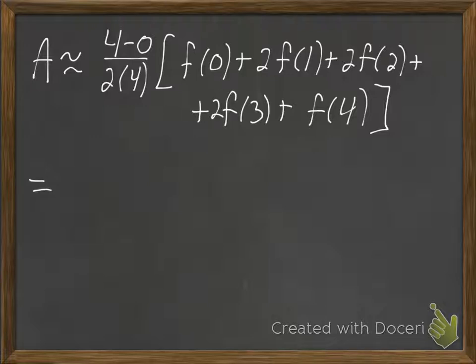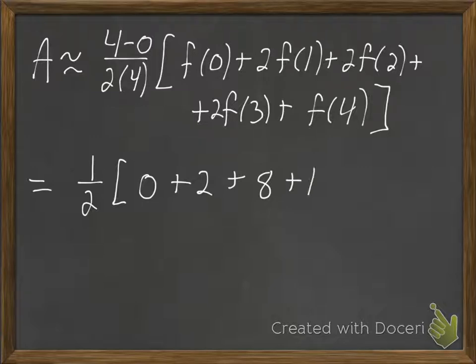So 4 minus 0 would be 4, over 8 would be 1/2. F of 0 is 0. F of 1 is 1 times 2 would be 2. F of 2, 2 squared times 2 would be 8. F of 3 would be 9 times 2 would be 18. F of 4 would be 16.